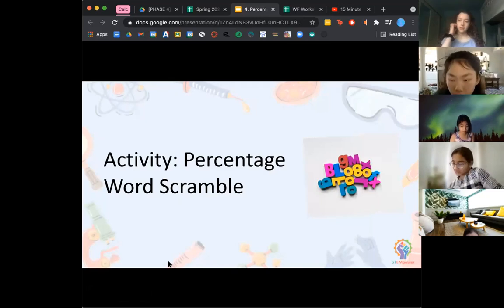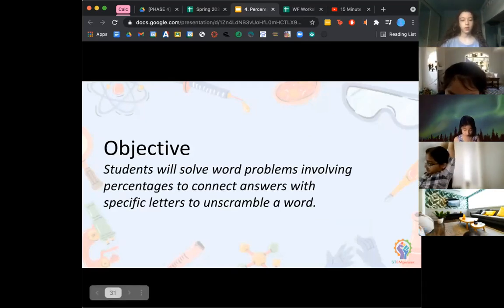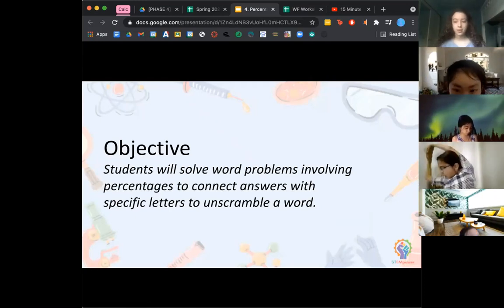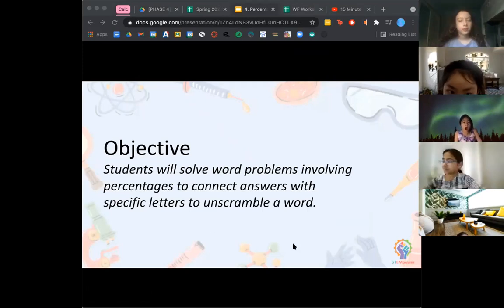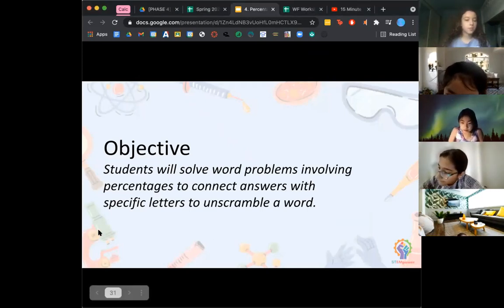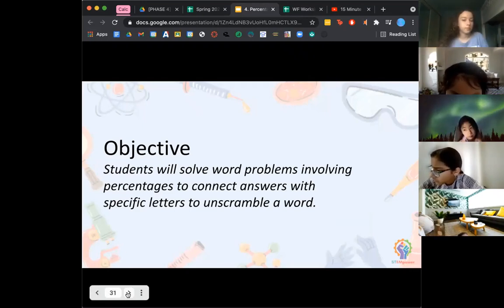Now we're going to do another activity. This one is called Percentage Word Scramble. Okay, your objective here is, I was having a little bit of computer trouble. Students will solve word problems involving percentages to connect answers with specific letters to unscramble a word.